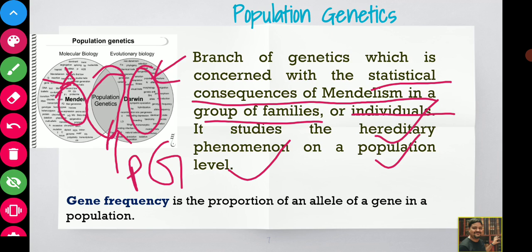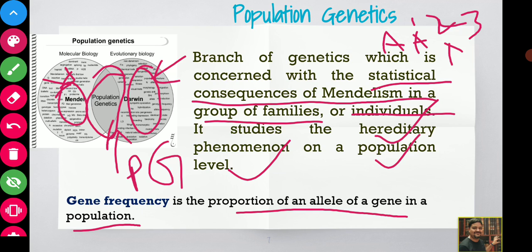So now a few basic terms that you have already studied when you were studying about Mendelian genetics. So what is gene frequency? Gene frequency is the proportion of alleles of a gene in a population. So it is a proportion of an allele of a gene. Suppose we are having three individuals, 1, 2 and 3. One is having capital A genotype, second is having capital A small a, and third is having small a. So what will be the frequency of small a gene?